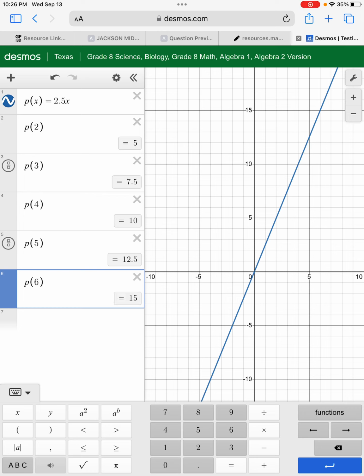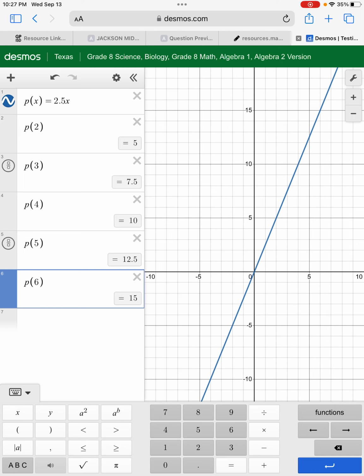So when Remy goes to this farmer's market, if she plans to buy anywhere from 2, what's she buying again? Peaches? Yeah, okay. Or no, pears. If she buys anywhere from 2 to 6 pairs, the potential cost that she will end up paying will either be $5, $7.50, $10, $12.50, or $15. So our range is those values. Those are the only potential costs that Remy will have to pay with the given domain.